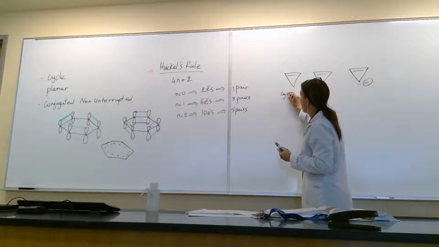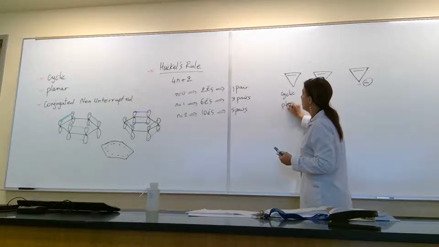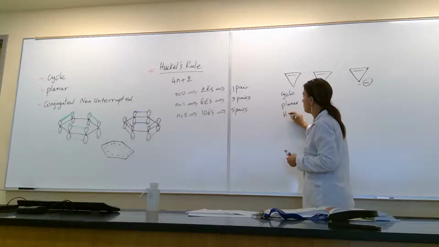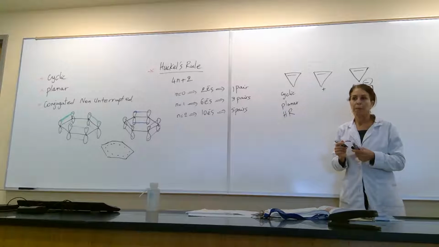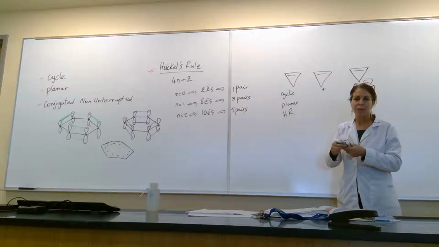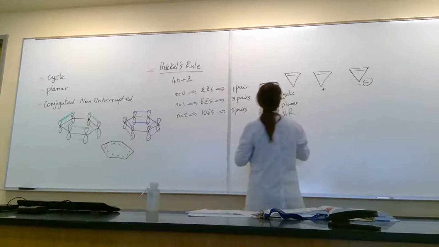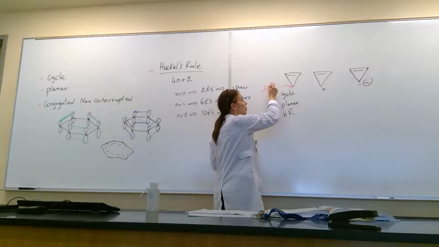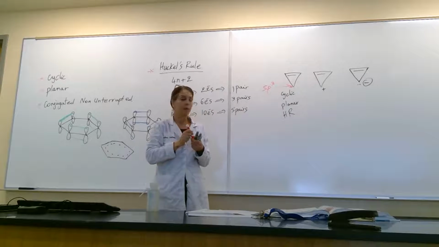is cyclic, it is planar, and it follows the Huckel's rule, but it's interrupted right here, meaning the electron cannot go through this. This is an sp3. You can put the electron there.